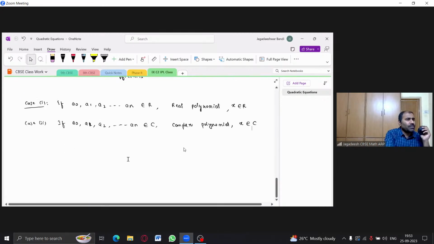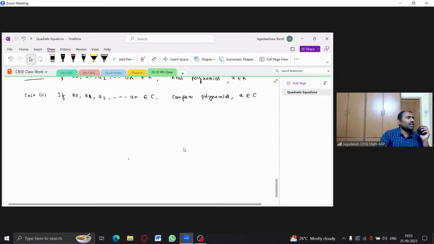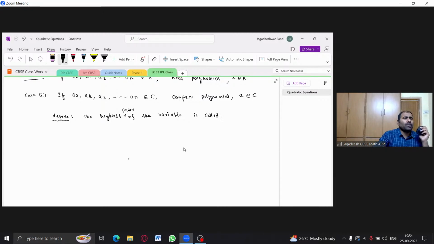Fine. Now let's come into our chapter. But before that, we need to talk about degree before we enter into the chapter name. So how to find the degree of a polynomial? The degree of a polynomial is nothing but the highest power of the variable in that polynomial. The highest power of the variable is called its degree.